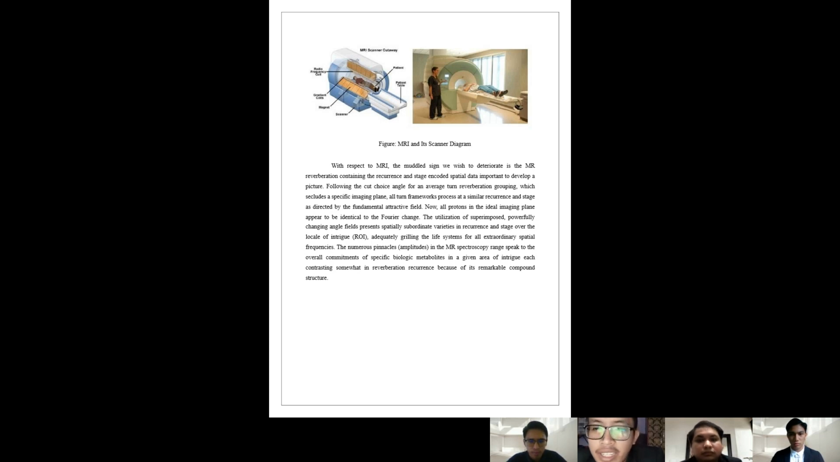Now, all the protons in the ideal imaging plane appear identical to the Fourier change. The alteration of the most powerful changing angle field presents subunit varieties in recurrence and stage over the local ROI, adequately recording the large system for all external spatial frequencies. The numerous pinnacle amplitudes in the MR spectrum speak to the overall commitment of a specific biological metabolite in a given area, each constructing somewhat in a revelation recurrence because of the remarkable compound structure.